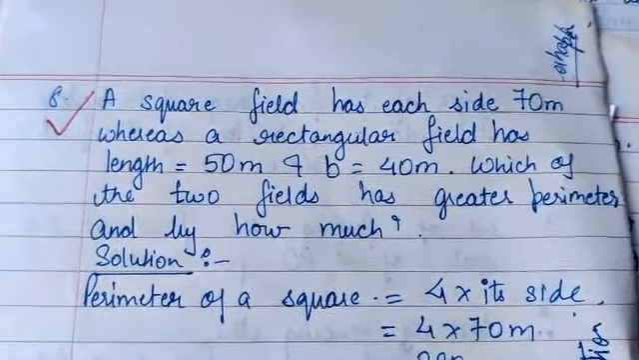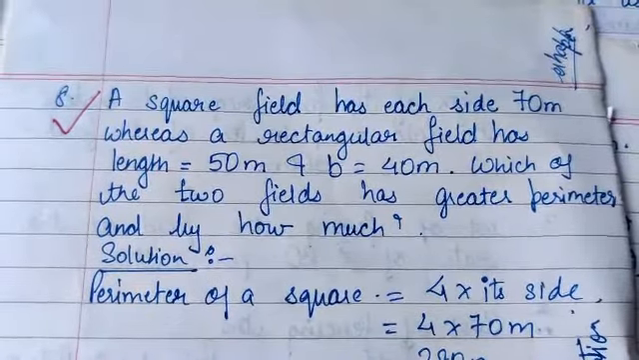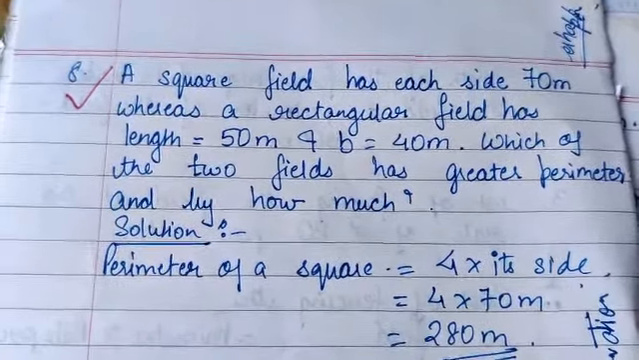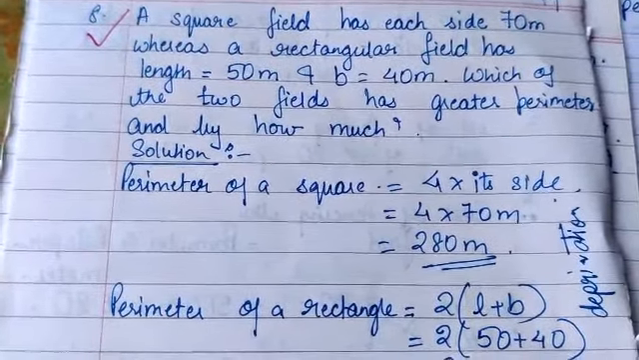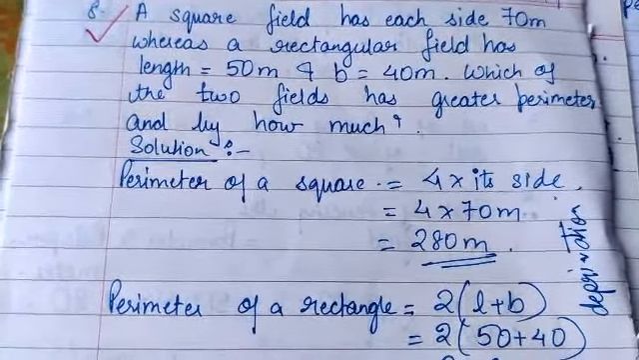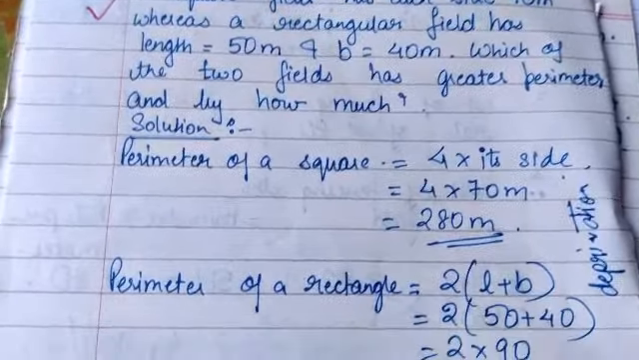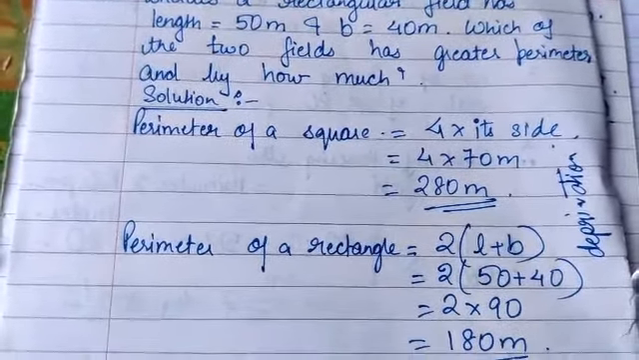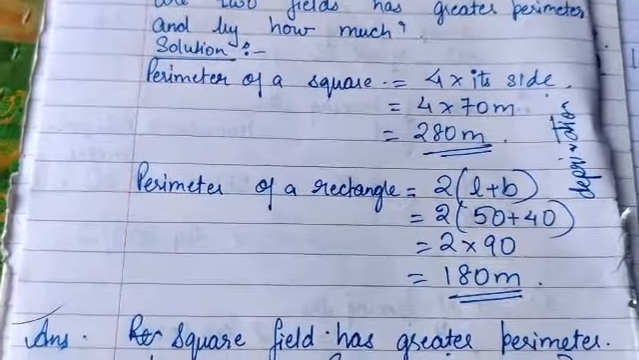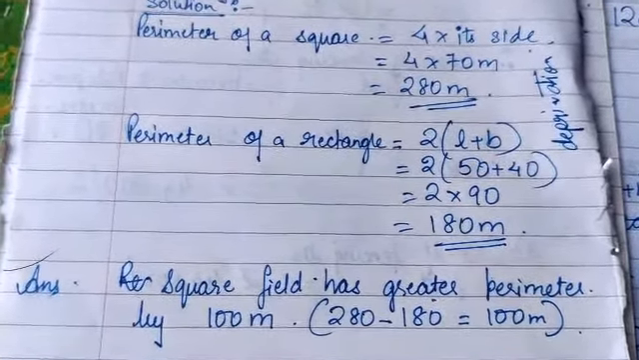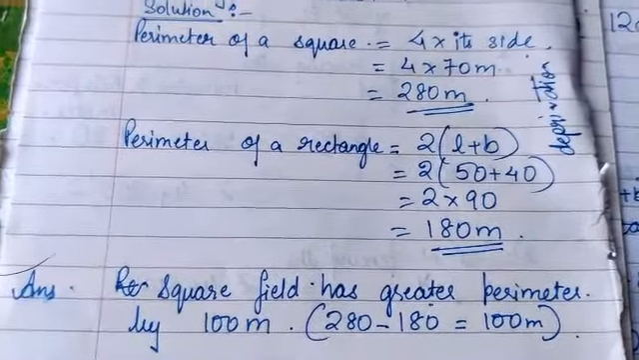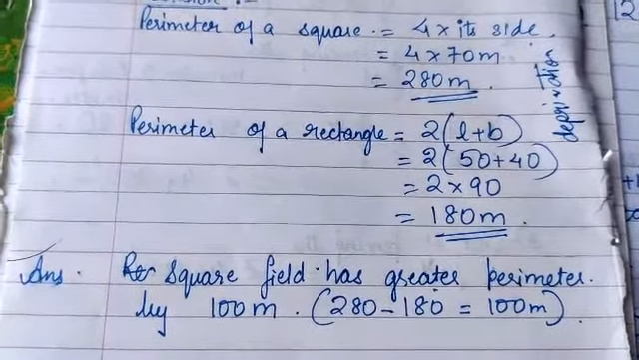Perimeter of a square we know, 4 into its side, so 4 into 70 meters, that comes to 280 meters. Perimeter of a rectangle also we know, twice length plus breadth, so 2 into 50 plus 40, that comes to 2 into 90, which comes to 180 meters. So square field has greater perimeter by 100 meters because 280 minus 180 is equal to 100 meters.